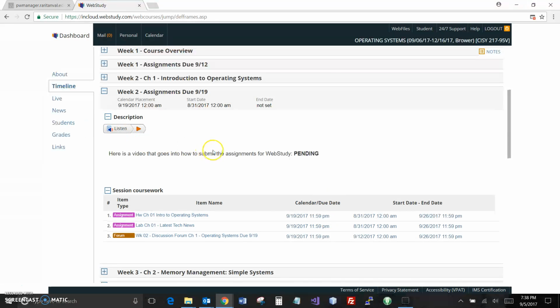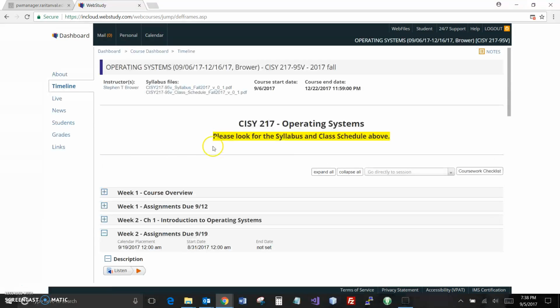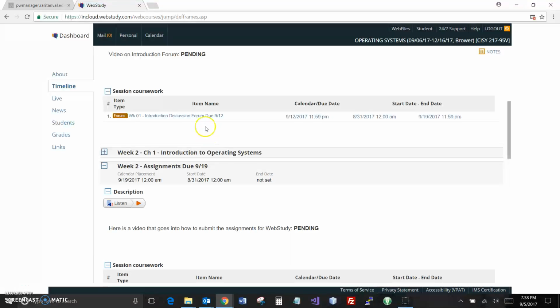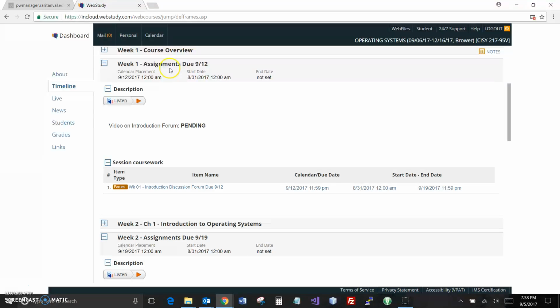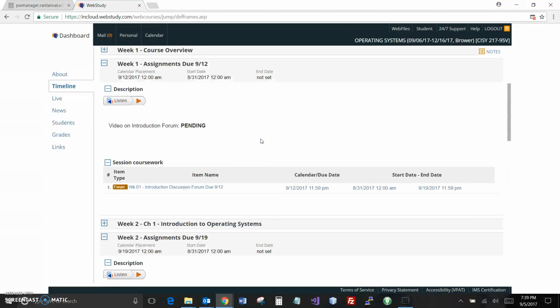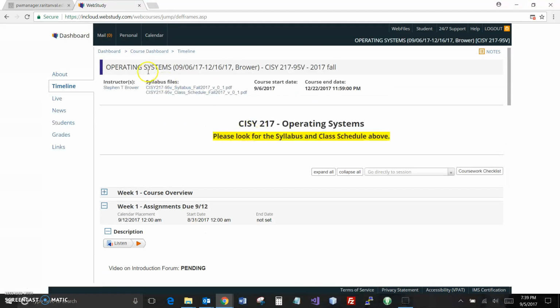It comes up in a couple of places to be, in a sense, frustrating. For example, the forums. When you're in the forum, it looks as if it's not due, like in this particular one here, not due until the 19th. It really is due the 12th, which is why I named the forum introduction forum due 9/12. So how I differ from other teachers, that's sort of one thing.